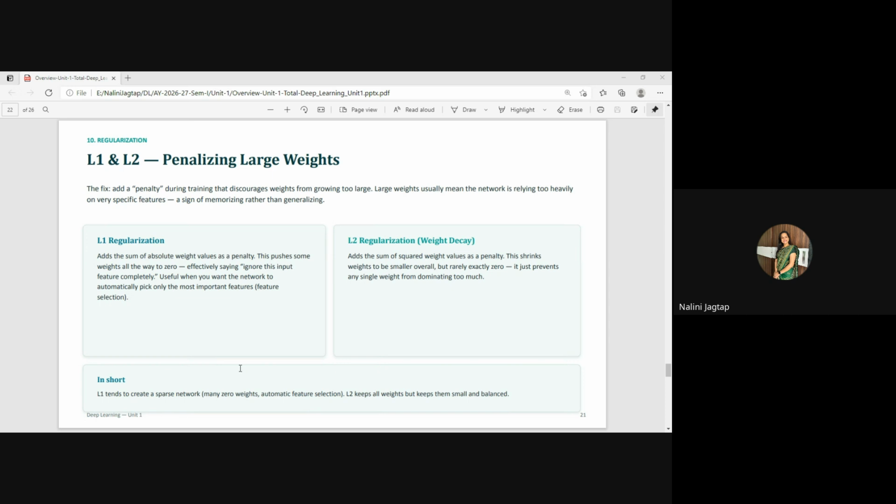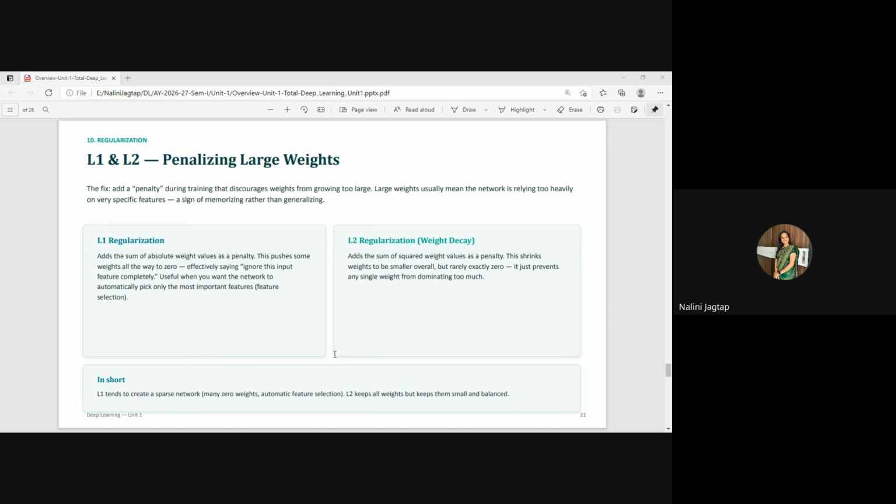Correct. So the first family, L1, works by adding a subtle penalty directly into the training process. The penalty is specifically designed to discourage weights from growing unnecessarily large, based on the underlying insight that oversized weights are usually a telltale signal that the network has become excessively reliant on some specific narrow feature, rather than on a broad generalizable pattern. Right. Then we have a particularly interesting consequence of this specific mathematical choice: it tends to push many weights all the way down to exactly zero. So effectively it instructs the network to completely disregard certain input features.